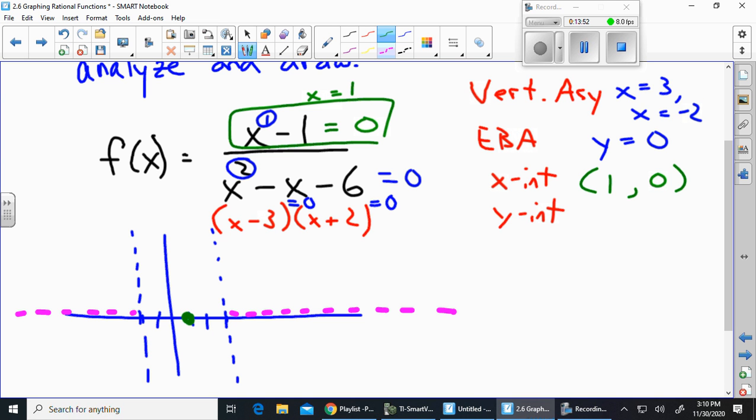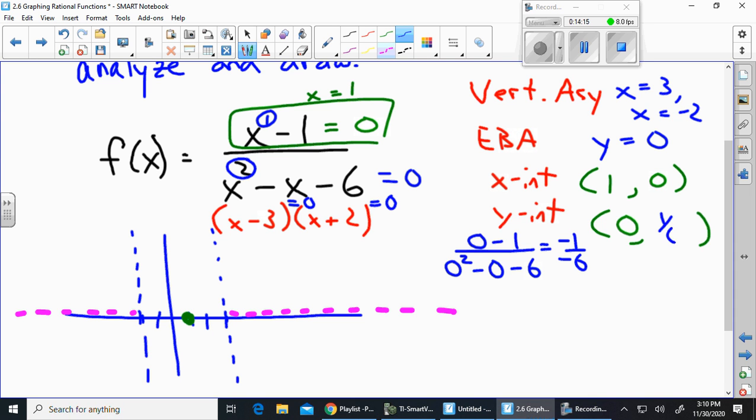Y-intercept, I'm supposed to put 0 in for x. Well, I do that on the top and the bottom. So it would be 0 minus 1 over 0 squared minus 0 minus 6. Well, that gives me negative 1 over negative 6, which is 1/6. So I know I have another dot there.